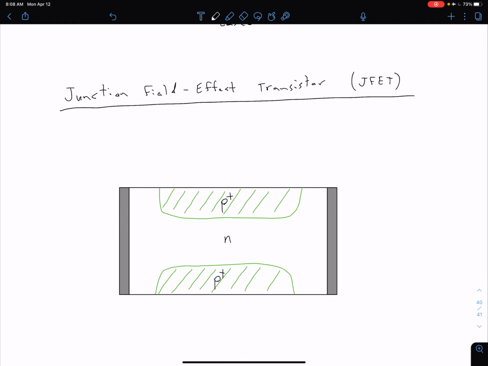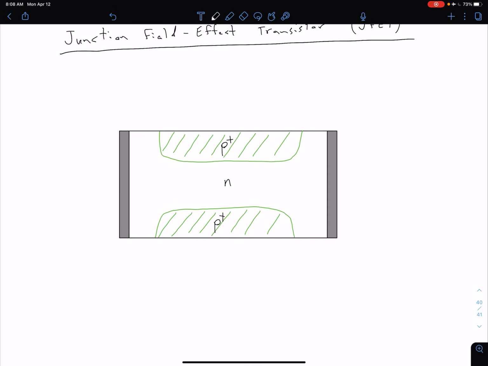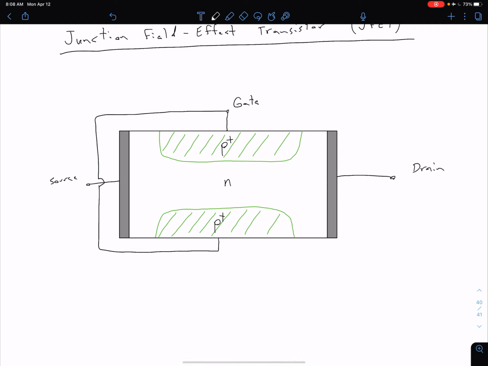Here we have two P plus regions and an N region in the middle, and then we have two metal contacts on either side. This is going to be our drain on one of our metal contact sides, and this is going to be our source over here. We're going to tie these two P-type regions together, and that's going to become our gate. So let me put a little circle here too. This is also our gate down here. And what we can see is that we have a channel region between our source and drain, which is this N-type region right here.